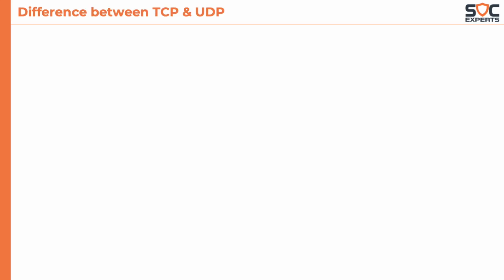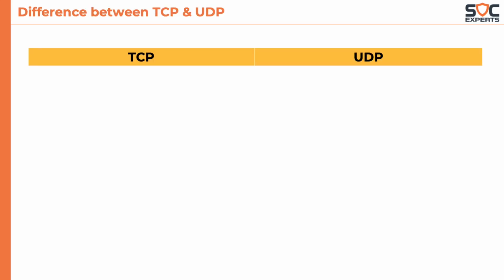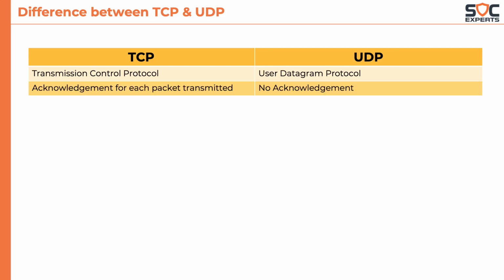Let's highlight the difference between TCP and UDP more clearly. TCP stands for Transmission Control Protocol. UDP stands for User Datagram Protocol. TCP is connection oriented, whereas UDP is connectionless. TCP has acknowledgements for each packet transmitted. There are no acknowledgements in UDP. In TCP, failed packets are retransmitted. In UDP, there is no concept of retransmission.